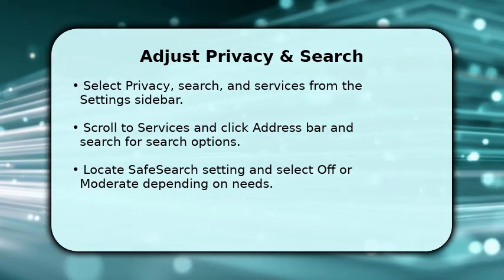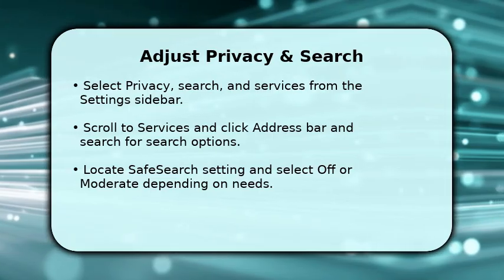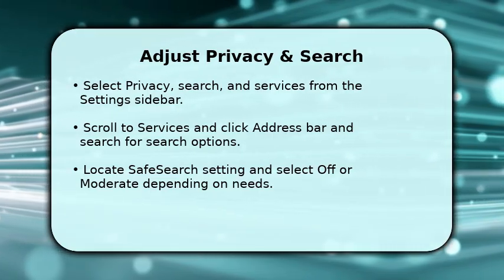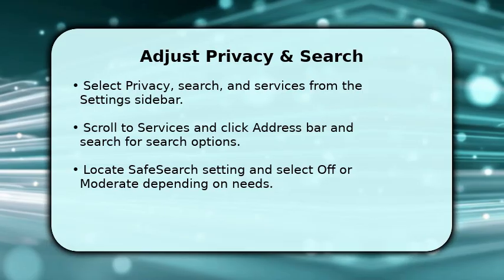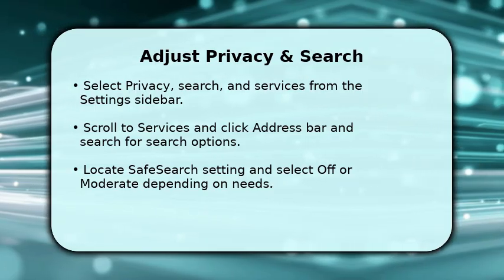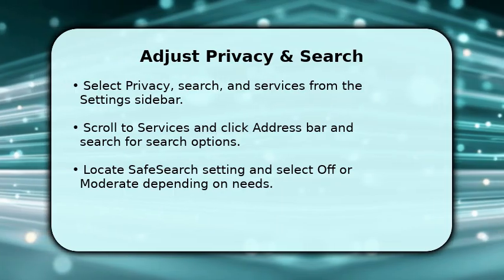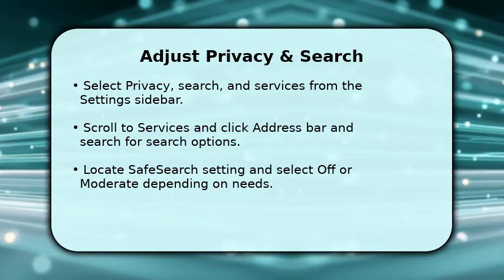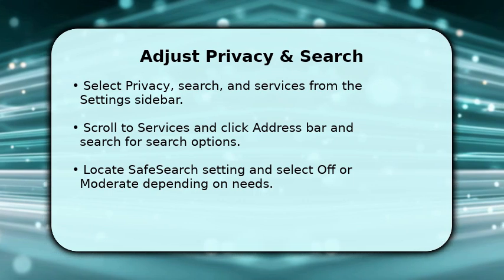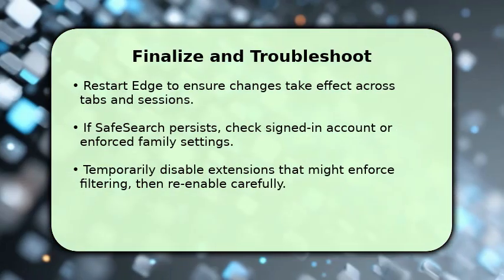Locate the Safe Search control and set it to Off if you want all results, or Moderate if you prefer some filtering. You're doing this to control content filtering at the browser level, rather than relying on the search engine defaults. Finish by restarting Edge so the changed Safe Search preference applies across open tabs and new searches.